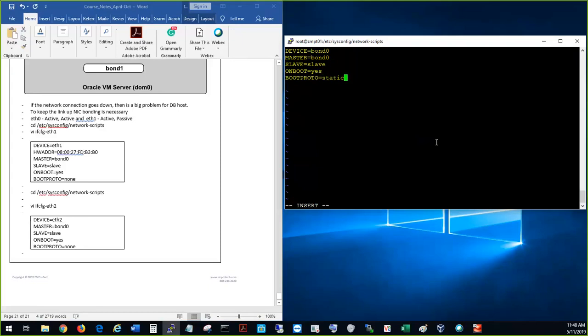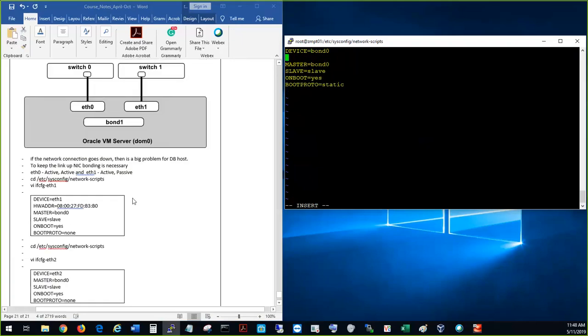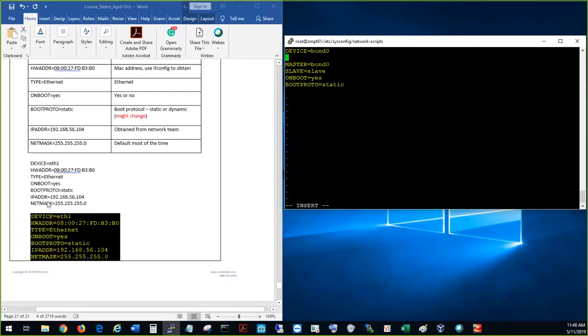And TYPE. Remember we used TYPE before here, right? TYPE is Ethernet here, so I'm going to use TYPE as bonding. TYPE equals Bond. Okay, BOOTPROTO static is a static IP, and then you don't need this.